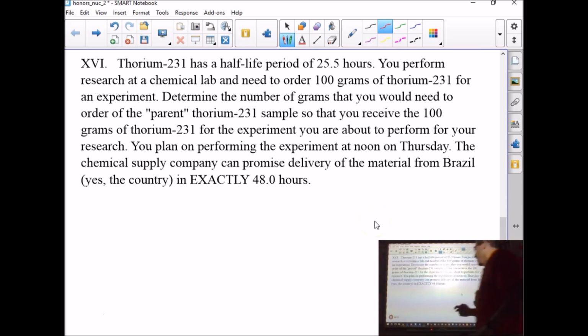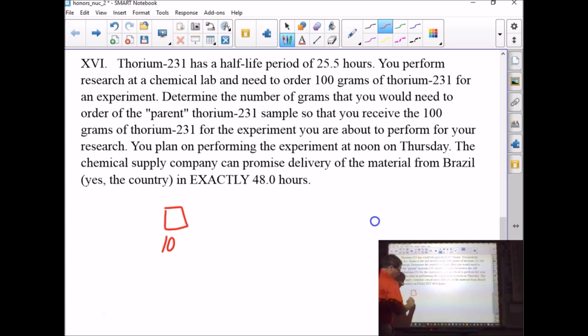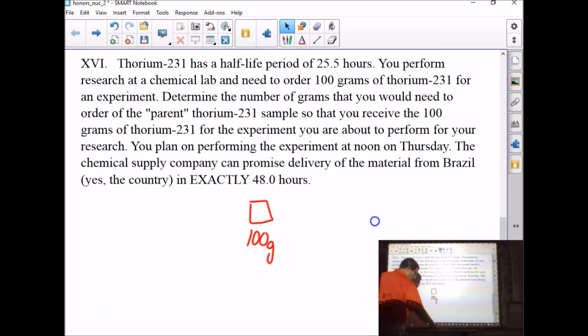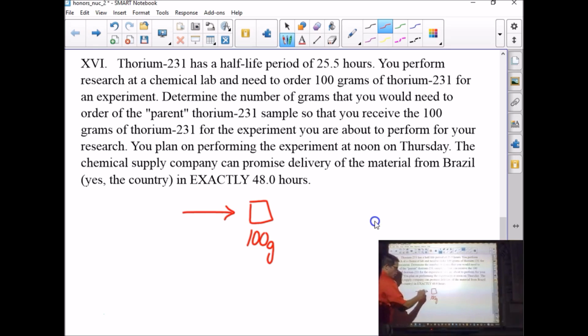You're going to need a lot. Why? Because the half-life is 25.5 and you're going to get it in 48 hours. Okay. So if I need 100 grams of it in 48 hours, and I order 100 grams of the material, will I get the 100 grams in 48 hours? No, no way. So the 100 grams is what I need. If I'm going to order it, should I order more or less? More. There you go. So that's how much we need to figure out how to order.